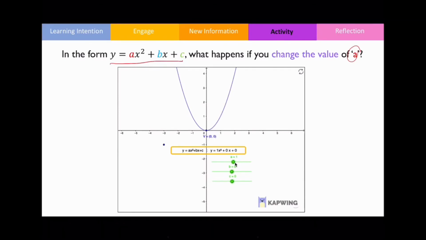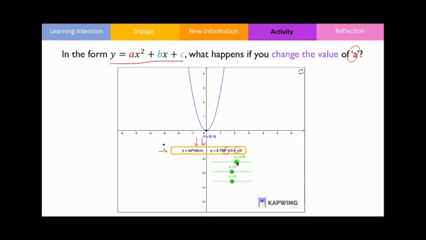So as you can see here, I've got the standard formula of a quadratic expression, and I'm leaving the values of b and c equal to 0. All I'm doing is adjusting the value of a. I will now play the video, and I want you to comment on the Edpuzzle how it affects y equals x squared in this case.